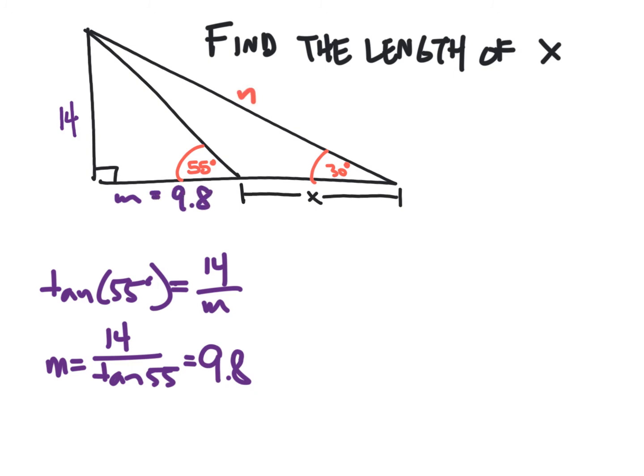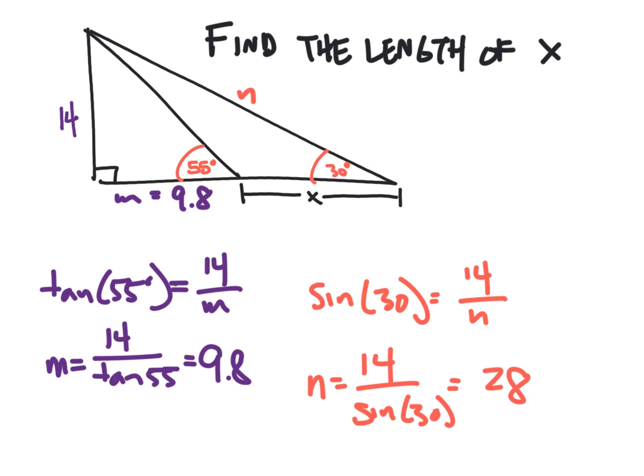Right, the next side that I want to solve for is this hypotenuse of the larger triangle, and I've just given that a letter n. So in the larger triangle, I have this angle 30. I know its opposite side is 14, and I'm looking for the hypotenuse. So here, I'm going to use sine. The sine of 30 is equal to 14 over n. And then I can rearrange the equation in the same way to solve for n. And I see that n is equal to 28.